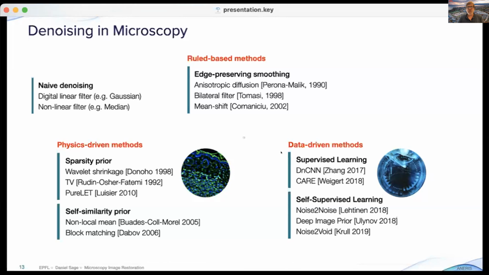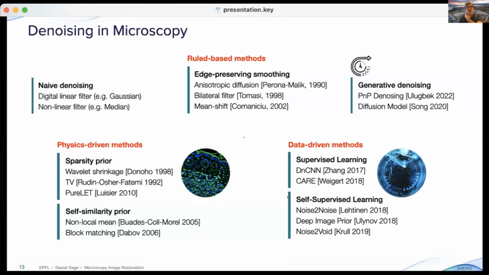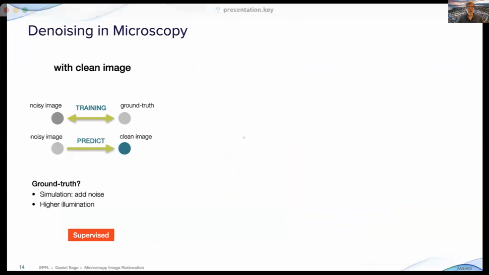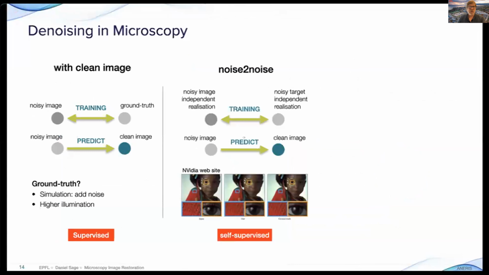And obviously, we have the data-driven methods with supervised learning or self-supervised learning. And nowadays, there is also generative denoising. It's using diffusion models and that kind of thing. But it's too early to speak about it, because we do not really have a good understanding of what happens in that case. So very fast on that topic, because I think Johan will explain.